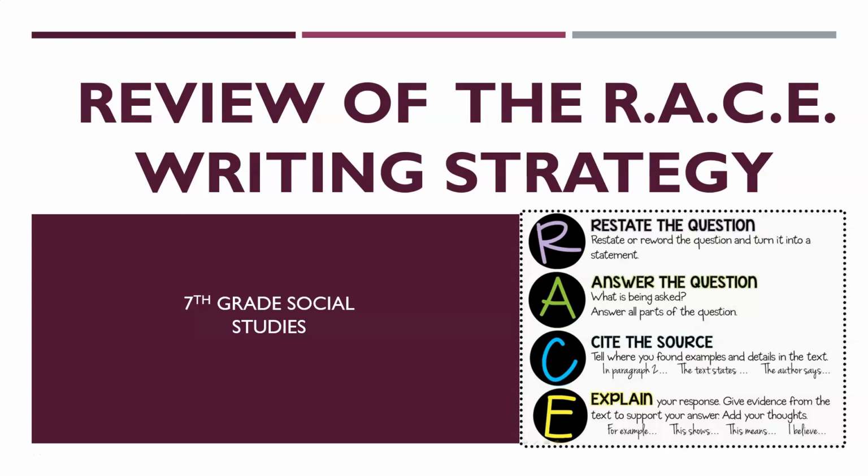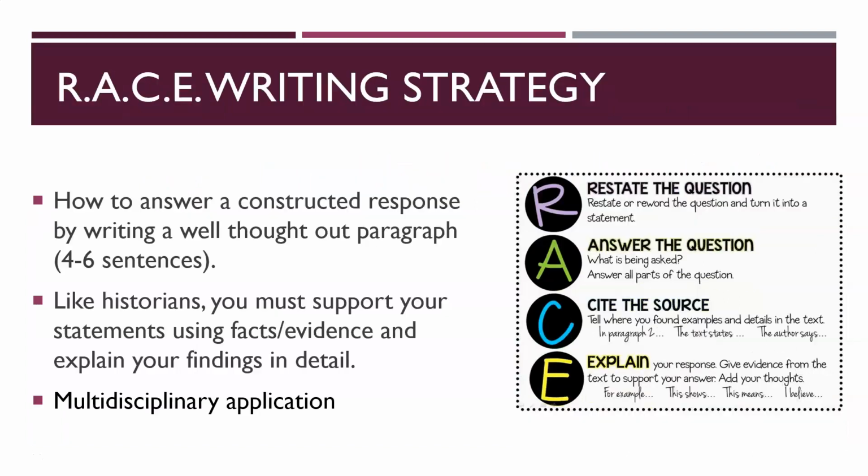Hi, we're going to take some time to review the RACE writing strategy we've used in class so far. RACE is an acronym, and it's a way of understanding how we create a constructed response in an organized and well thought out process. A paragraph is generally 4 to 6 sentences in length when you use the RACE writing strategy. And just like any historian, you need to back up your claims, the statements you're making, using evidence and an explanation of how your evidence and claim proves you're right.